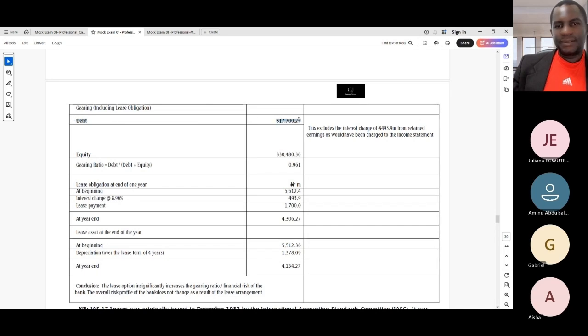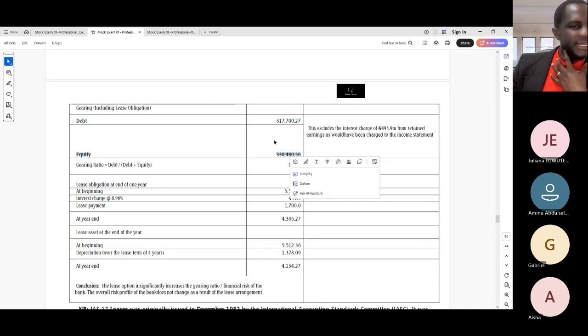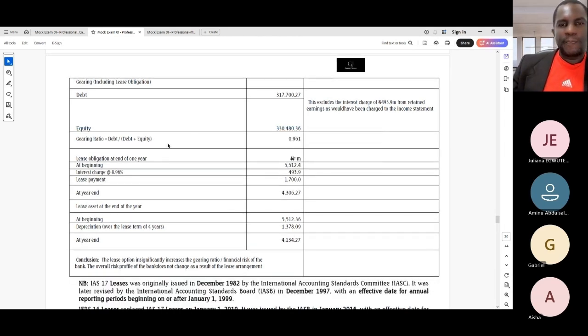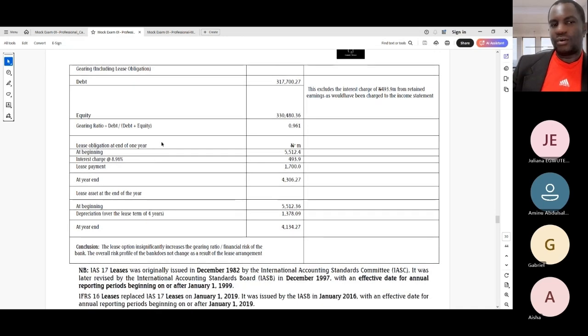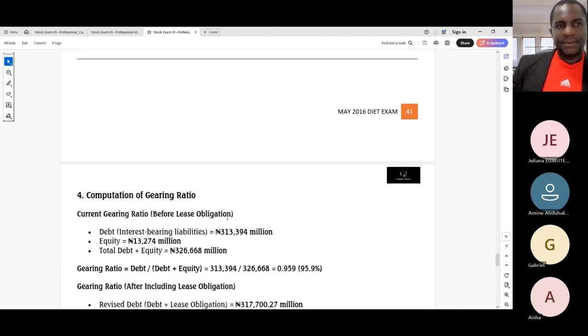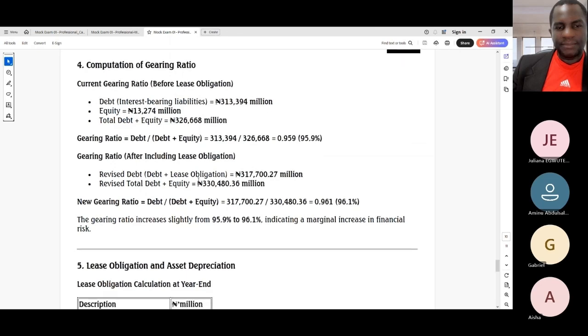So this is the debt in the SFP, and this is equity. And don't forget, you are calculating gearing. The formula is debt divided by debt plus equity. So you are looking at the internal and external exposure. What is the percentage? So debt is about 96%. That means the company is highly geared, or the bank is highly geared. So this is the computation. Just follow it step by step. You can see the computation here, step by step.